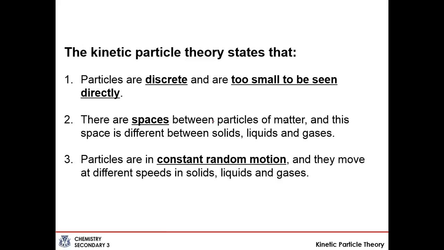If we were to summarize everything up, that is just the gist of KPT. KPT defines particles as discrete and too small to be seen. There are spaces. These spaces are very important; later on you will see why. The space is different between the solids, liquids, and gases, and the particles are in constant random motion, and they move at different speeds as well.